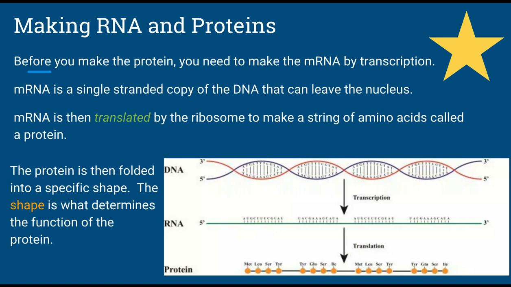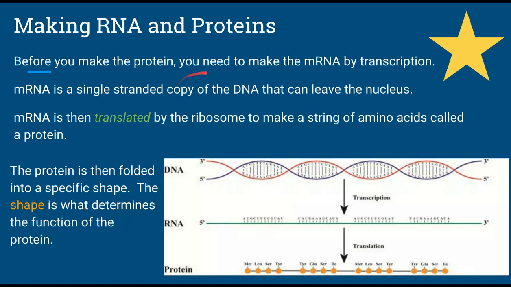All right, so the mRNA is then translated by the ribosome to make a string of amino acids called a protein. And then this protein is folded into a specific shape. I'm going to say this probably 17,000 times because the shape is what determines the function of the protein.